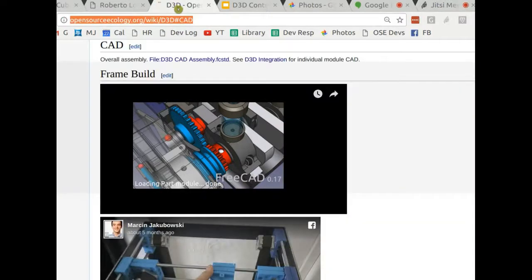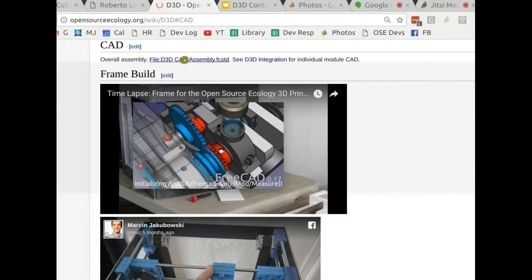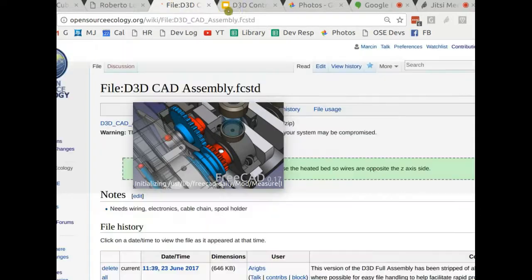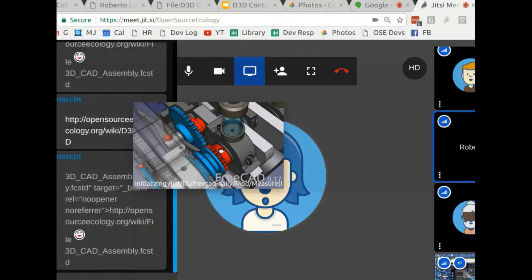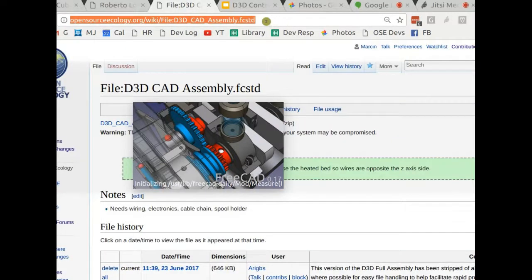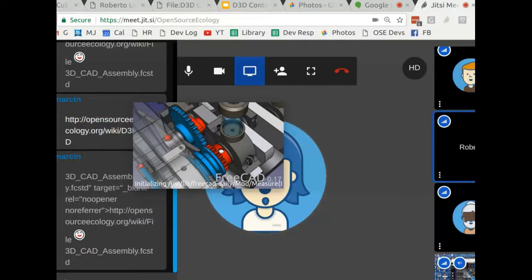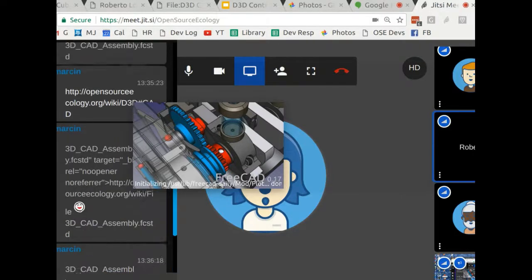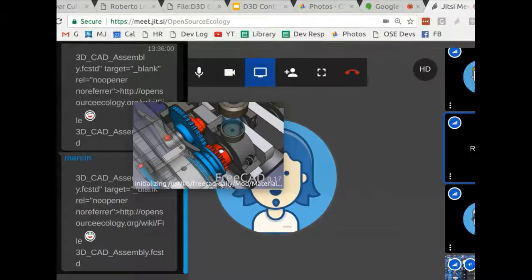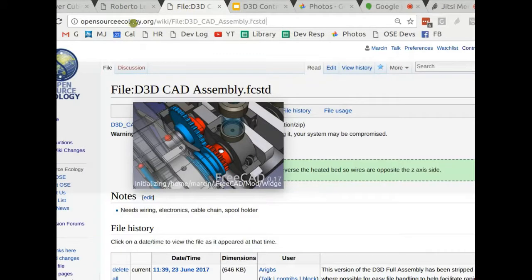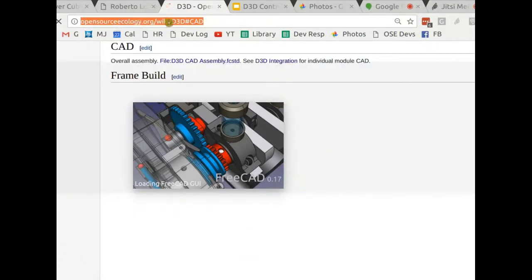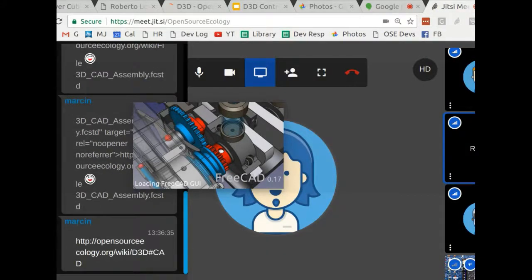Wait, what's going on there? Yeah, I don't know. Open up that file and see if it works for you. Okay, it's still, what is it doing there? Whenever I try to paste it into Jitsi, it messes up the name, so I'll go to the D3D page and CAD page. There. Just hit it there.